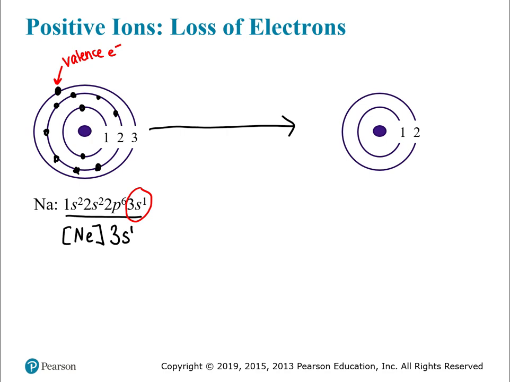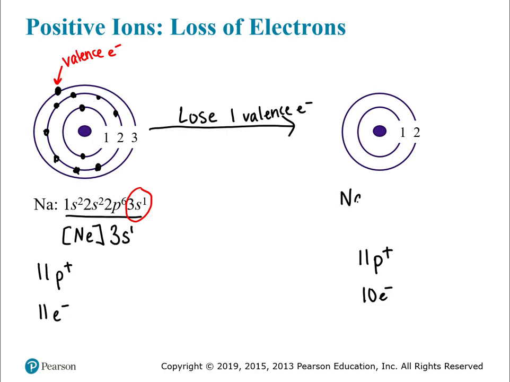We should also talk about the nucleus of this atom. The nucleus has 11 protons. Surrounding that nucleus, we have 11 electrons. That's sodium. When it loses that one valence electron, we now have 10 electrons. We didn't do anything to the protons. We've still got 11 protons. That means we've got one more positively charged particle than we do negatively charged particles. So we have a positive charge.